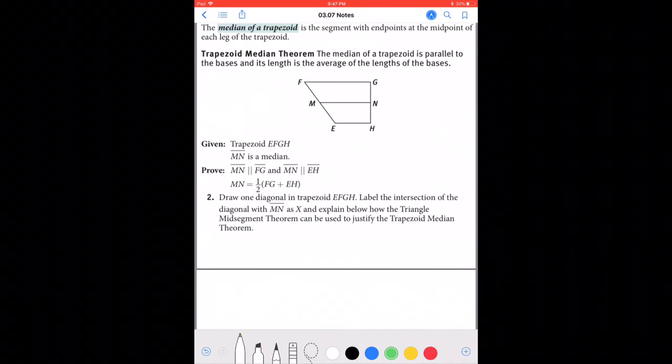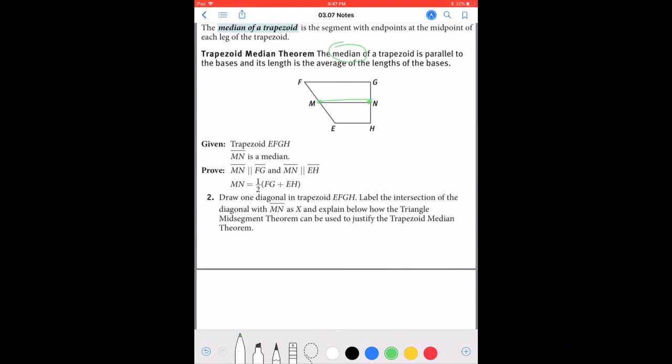And that is the segment, again, just like the mid-segment in a triangle, that connects the midpoints of, this time, the legs of the trapezoid. So MN would be the median because F, E and G, H are the legs, and M and N are the midpoints of those legs. So the trapezoid median theorem states the median, which we put as that green line, of a trapezoid is parallel to both of the bases, and its length is the average of the lengths of the bases.